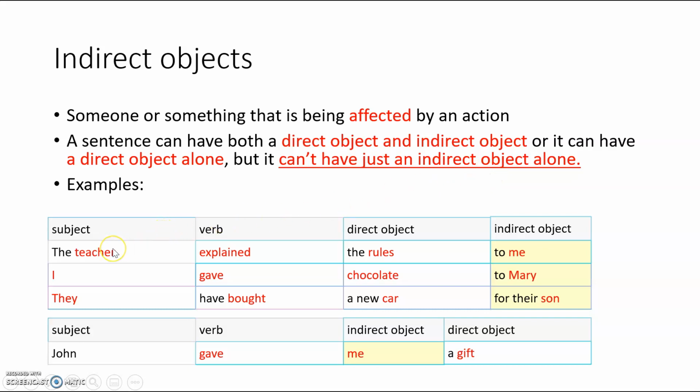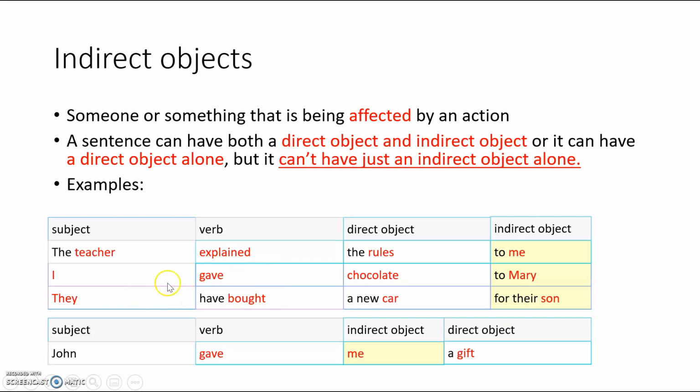So, some examples. The teacher explained the rules to me. So, in this example, we see the teacher. What did the teacher explain? The rules. And who was affected by that? I was. The teacher explained the rules to me.